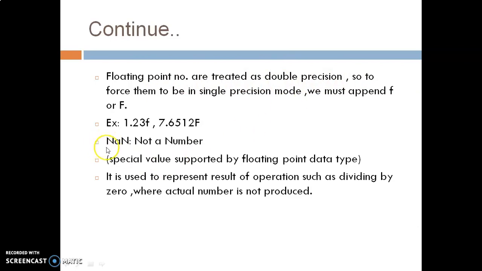Now when I am talking about NaN, not a number, this also you will get in floating point. Java gives you this facility. It is used to represent the result of operations such as dividing by 0, where an actual number is not produced, and it comes under the category of NaN, that is, not a number. Not a number, that is NaN.